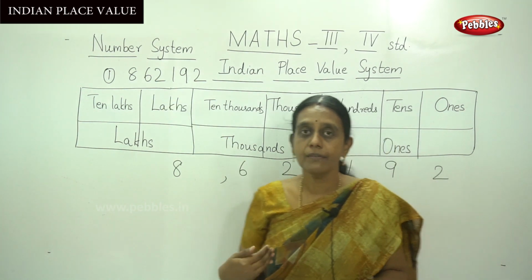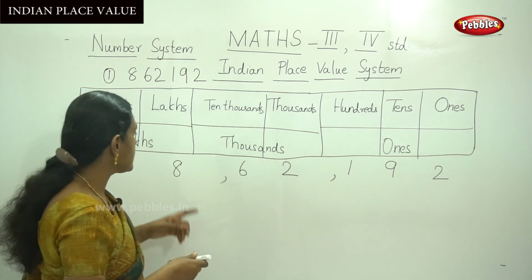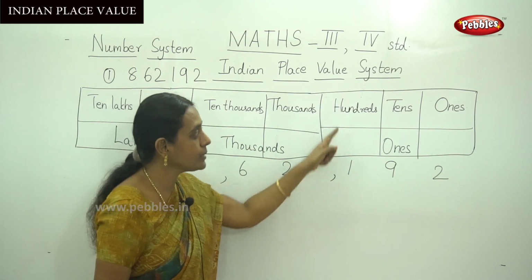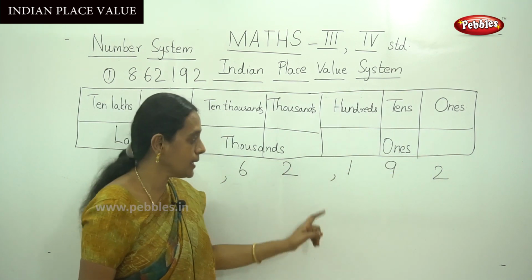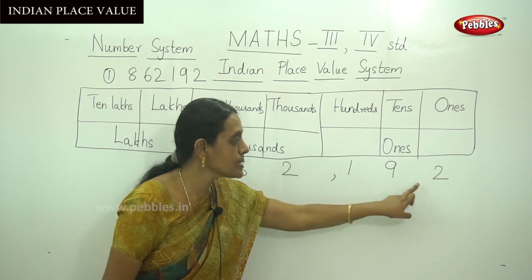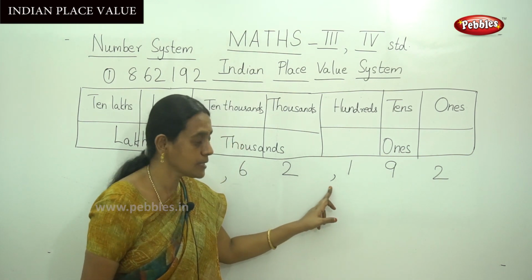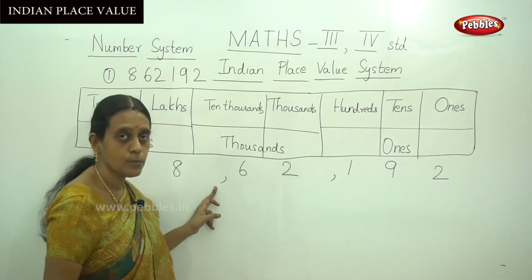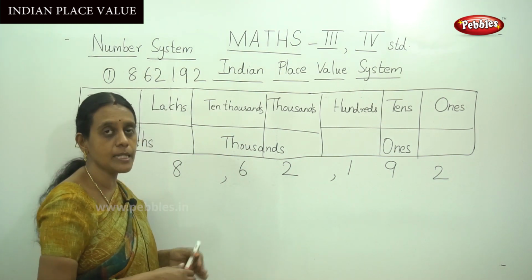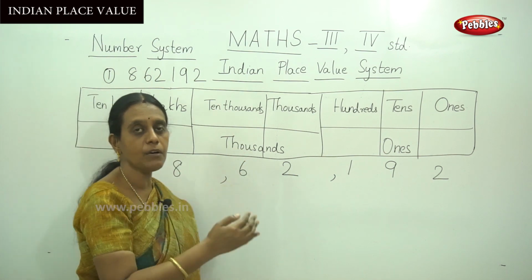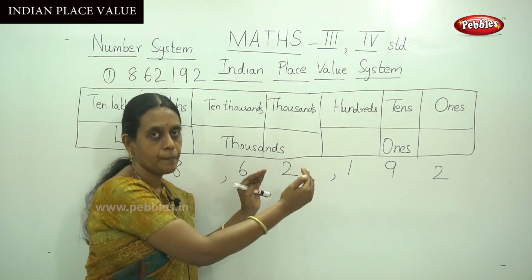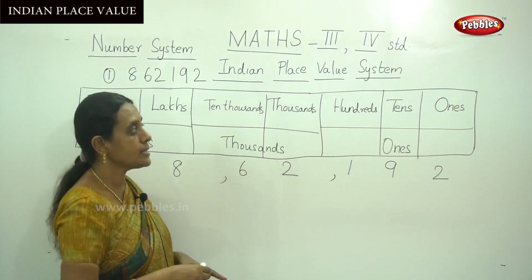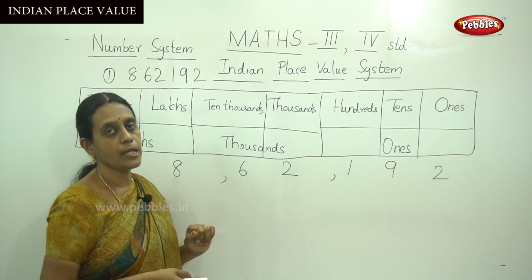Then finally we are reading this number, that is 8,62,192. Insert a comma: ones, tens, hundreds, then insert a comma, and 1,000, 10,000, here insert one comma. So for this Indian system, first insert a comma after finishing 3 digits. Afterwards it goes on to 2 digits, and you have to insert a comma.